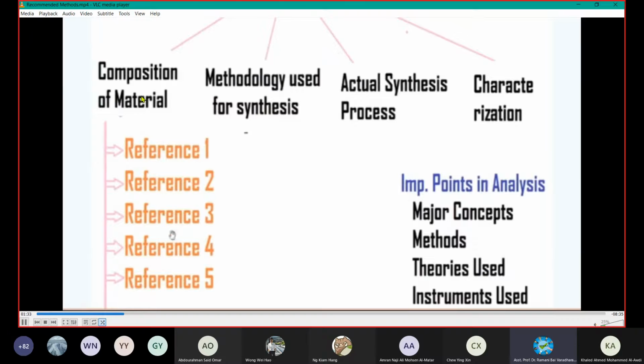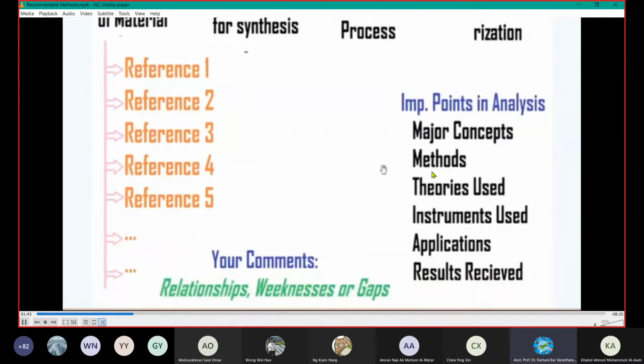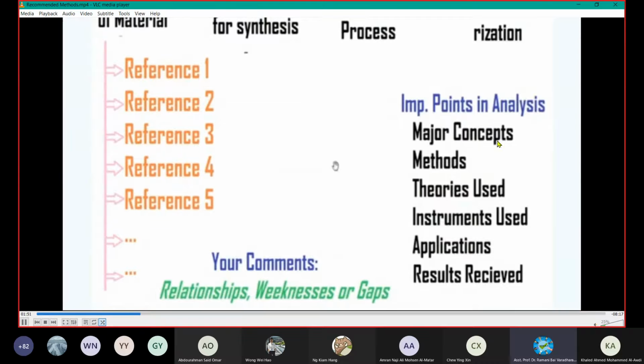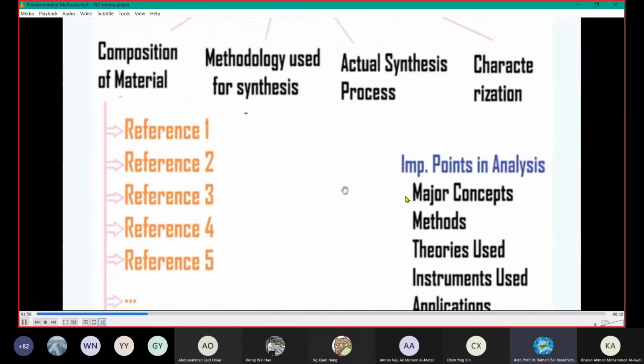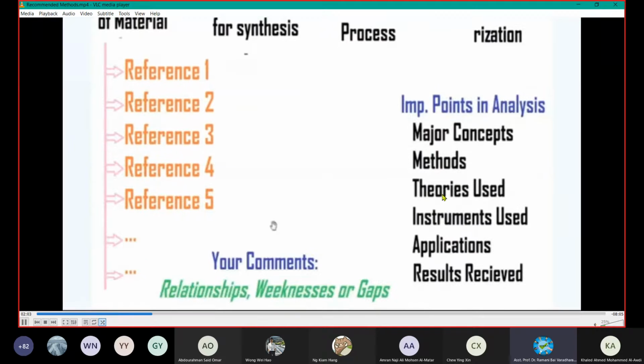Then they go to each journal to find out the information related to this criteria from each journal. Then you can have another type of analysis, like major concepts, methods, theory used. So these are the criteria they fix, and this information is taken from each journal related to this topic. With this journal, which method they use, which concept they use, and in the same journal, what theory they use, what instruments they use, what application is here, what result they achieve, tabulate it.